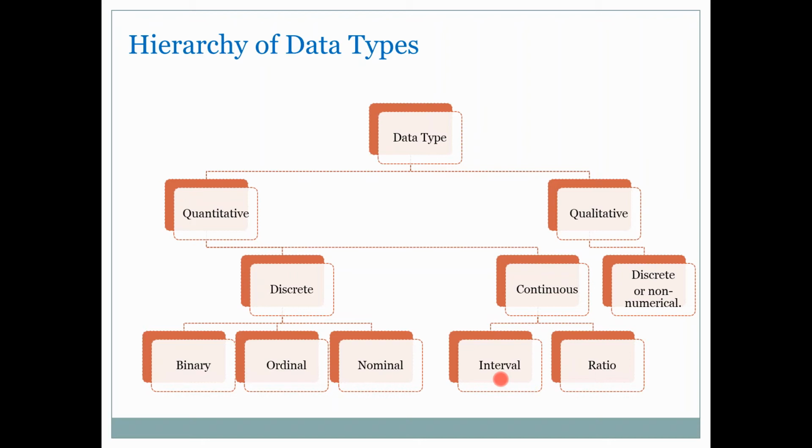Ratio has the exact order, and it has an absolute zero value. Examples of ratio would be height, weight, things like that. And we can add, subtract, multiply, and divide because we have that true zero value. So the big difference between interval and ratio is that interval has no true zero where it's like nothing. You can have zero temperatures, but you can also go negative. In ratio too, you can also go negative, but it's more readily measured.